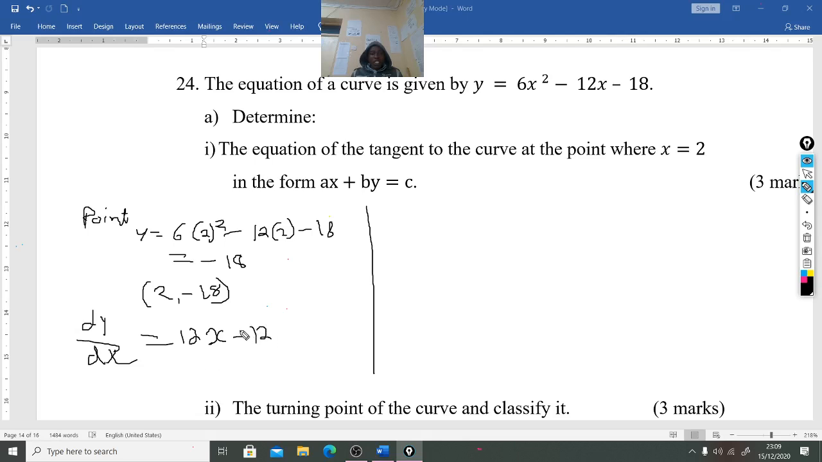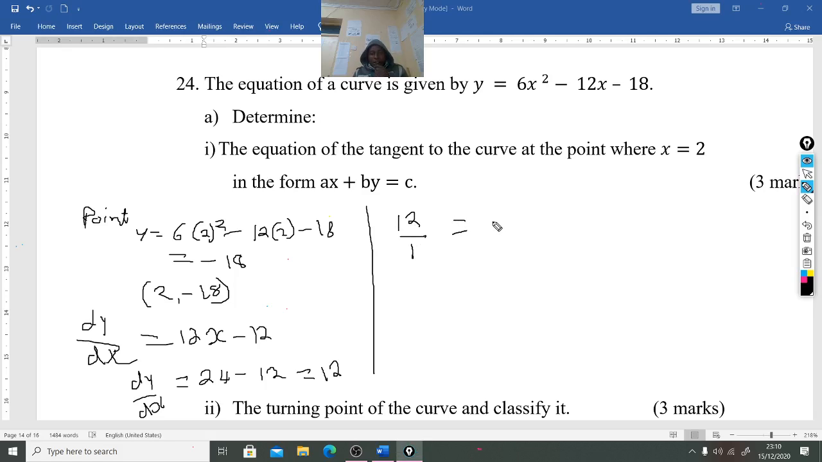At the point where x is 2, we substitute x with 2 and get 24 minus 12, which is equal to 12. That is the gradient at this point. Remember the gradient of the curve at the point equals the gradient of the tangent, since they are parallel. We are asked for the equation of the tangent, so we can easily find it because we know the gradient is 12 over 1.